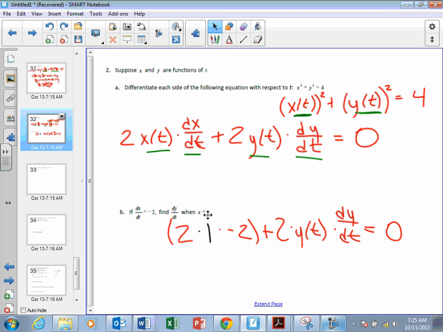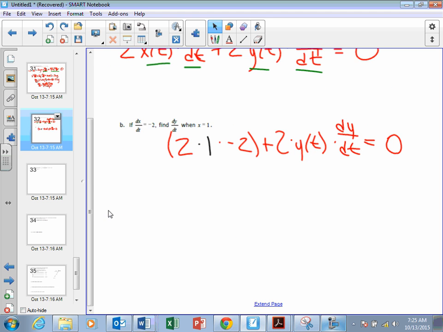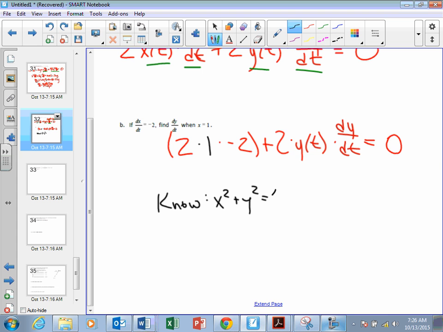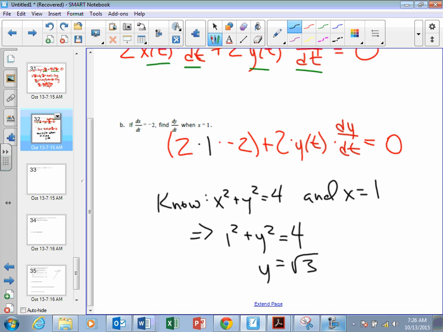If we know x is 1 and we have this original relationship, x squared plus y squared equals 4, we can use that to get a value for y. So I'm going to use that down here. I know x squared plus y squared equals 4, and x equals 1. So this implies that 1 squared plus y squared equals 4. So y equals square root of 3.